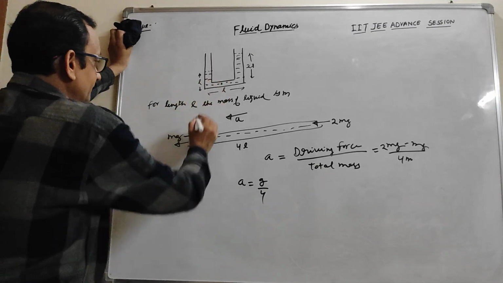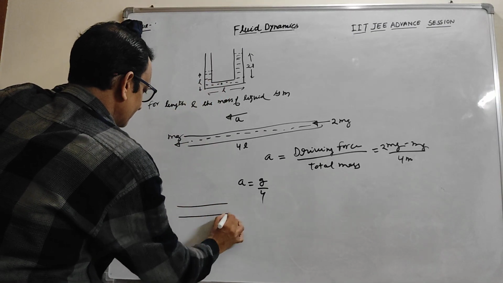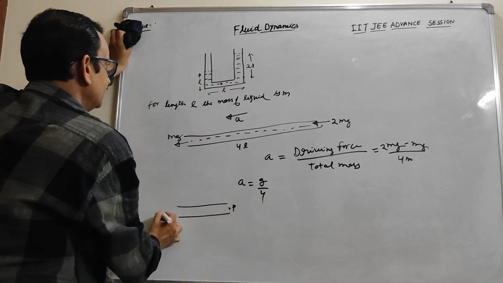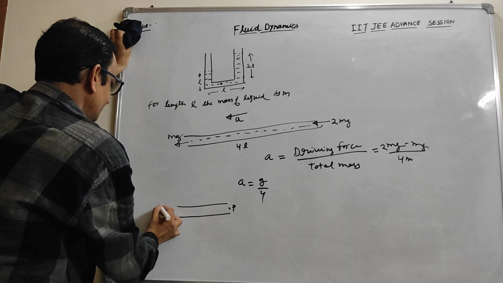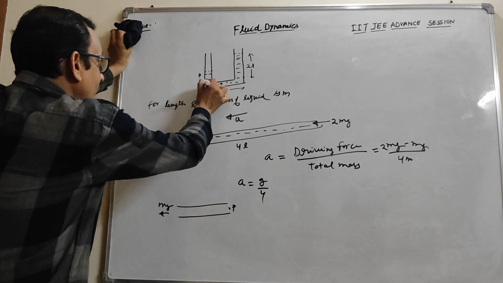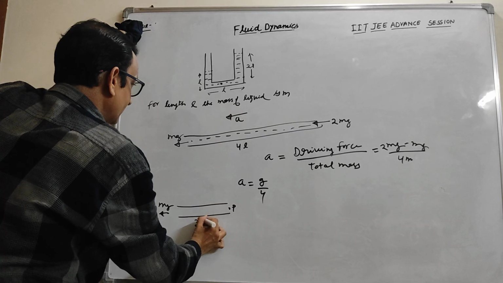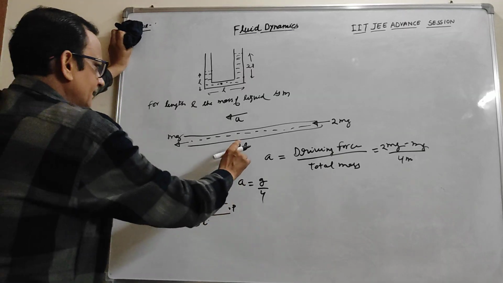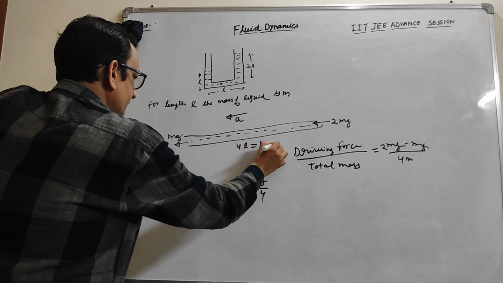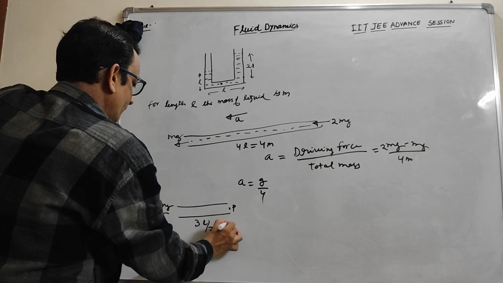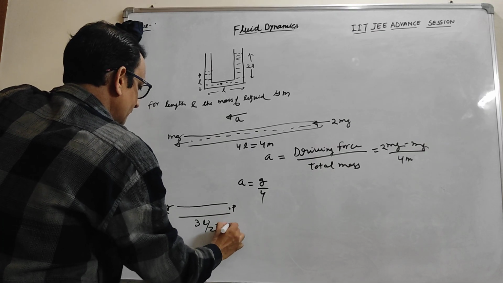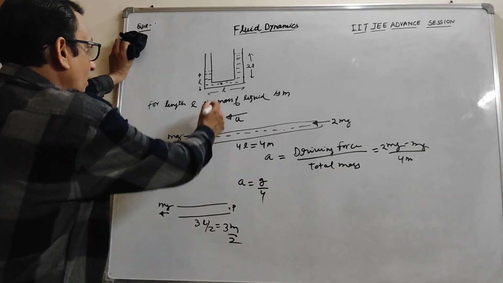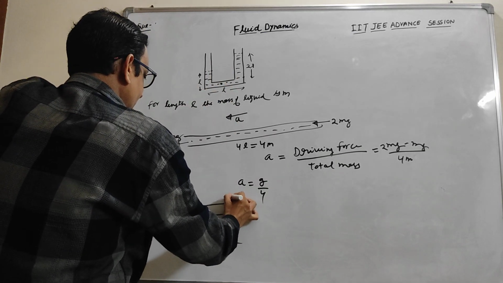And the second scenario is this. Let the pressure at that stand be P, and here the pressure is mg. This length is L and L by 2, so this is 3L by 2. In terms of mass, 4L corresponds to 4m, and 3L by 2 corresponds to 3m by 2. The cross-section area is A.